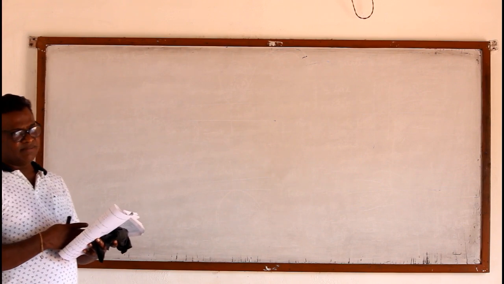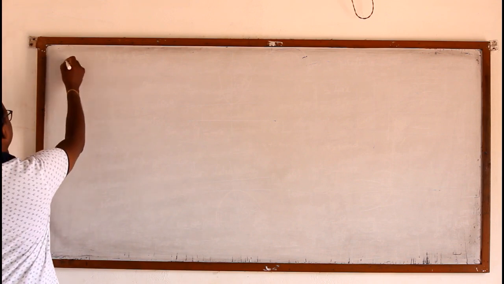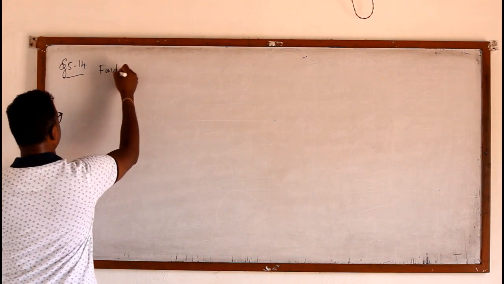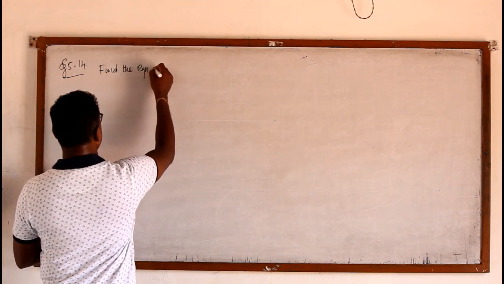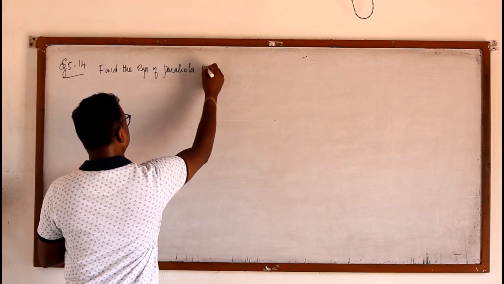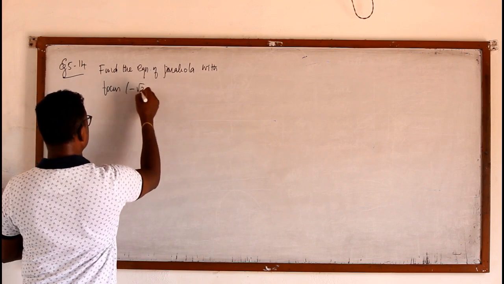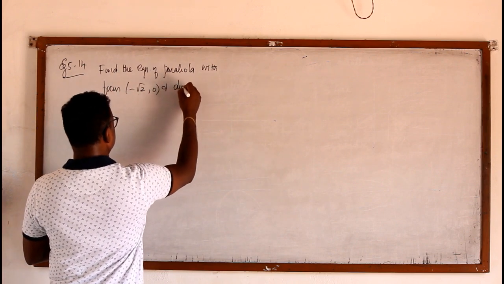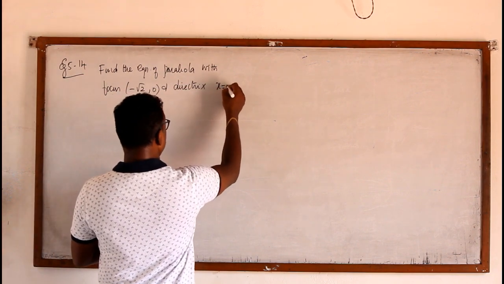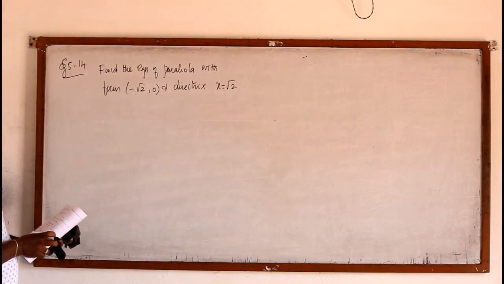We shall do all the examples and exercises only on parabola first. So, example 5.14. Find the equation of the parabola with the focus minus root 2 comma 0 and the directrix x equal to root 2. With this given data, we are going to find the equation of the parabola.